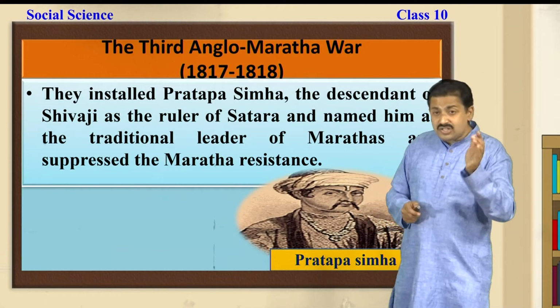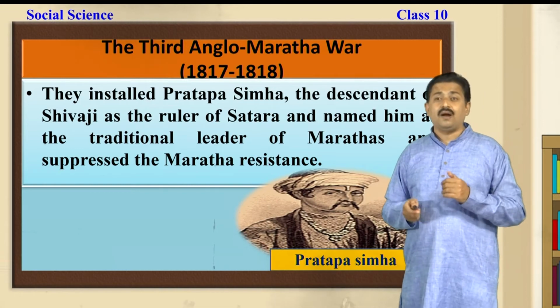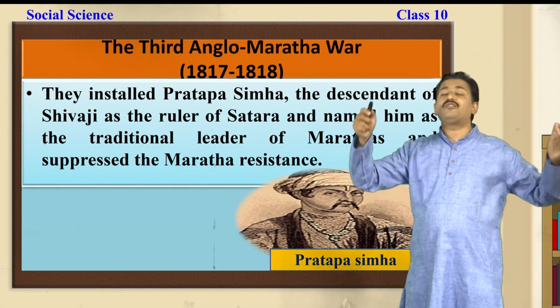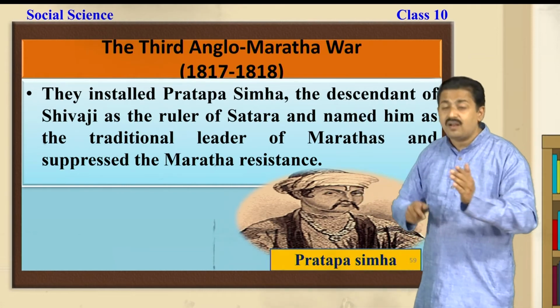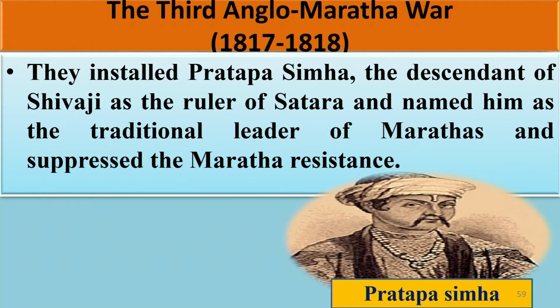Secondly, the British installed Pratap Simha. Who was this Pratap Simha? A descendant of Shivaji Maharaj as the ruler of Satara, and named him as the traditional leader of the Maratha Confederacy, and suppressed the Maratha resistance completely. This is another result of the Third Anglo-Maratha War.